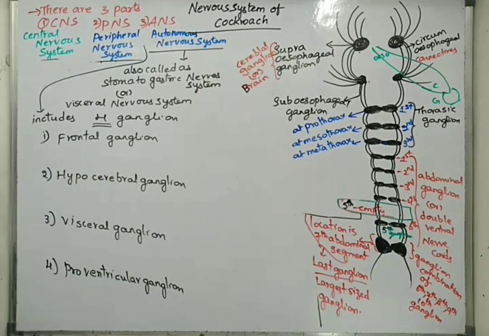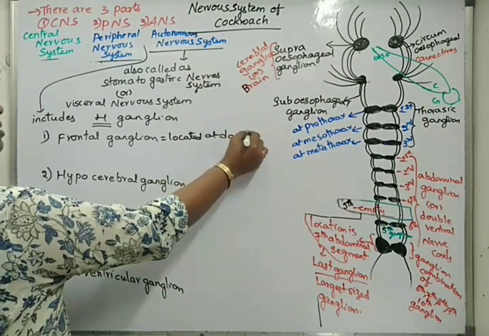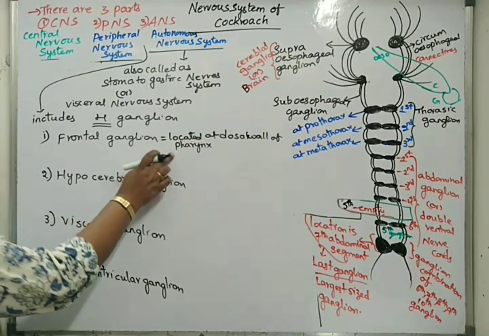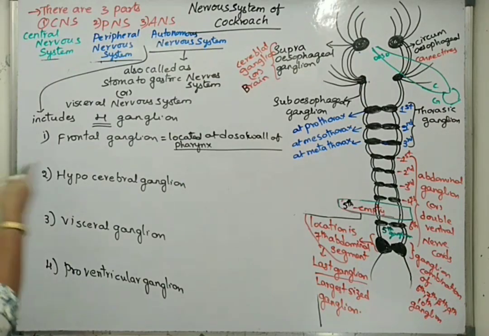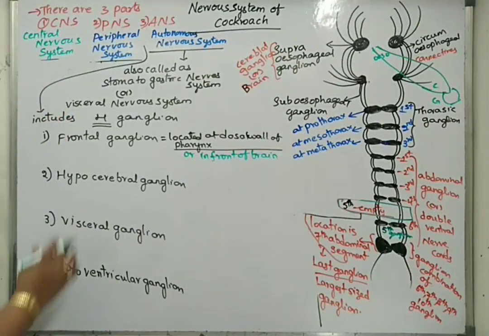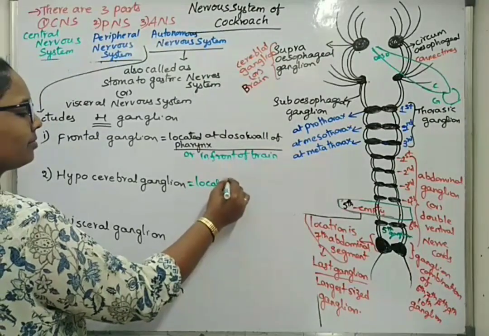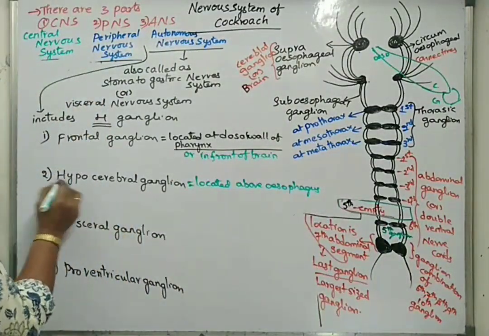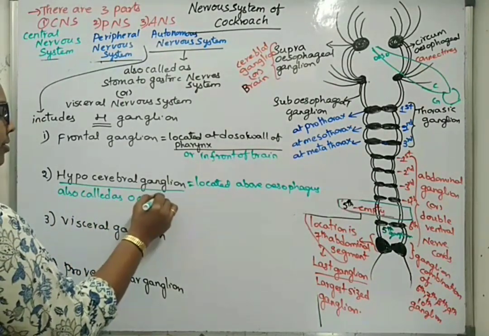What is location of all these types of ganglions? Frontal ganglion is located at dorsal wall of pharynx. We can also say this area is nothing but in front of brain. Now, hypocerebral ganglion, what is its location? It is located above esophagus. Hypocerebral ganglion, also called as occipital ganglion.